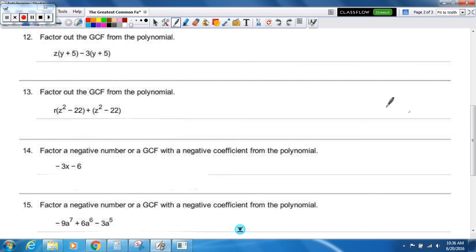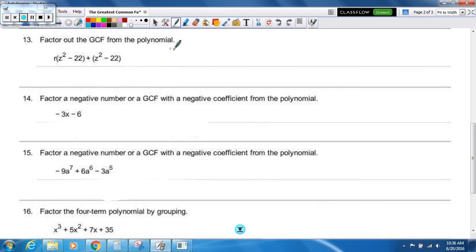On the next one, I have a family of y plus 5 in common, and I have a z minus 3 that's outside the parentheses, and that one is finished. This one, I have a z squared minus 22. Now, if there's nothing in front of a parentheses, it's assumed to be a 1. So the next thing I'm going to write is r plus 1. And that has to go together.